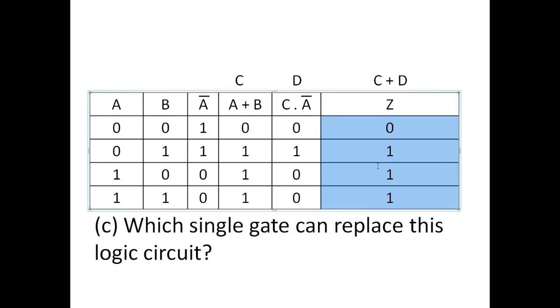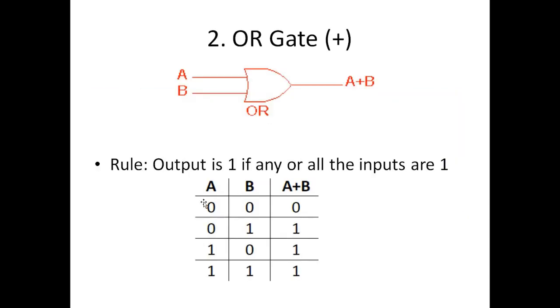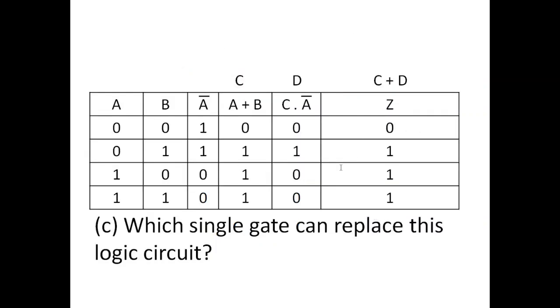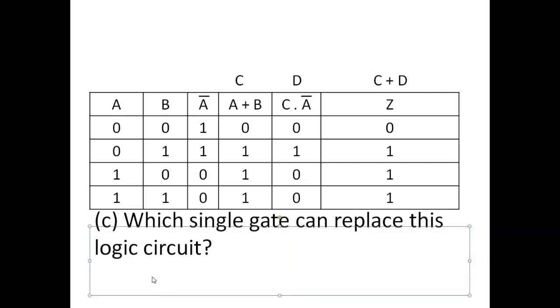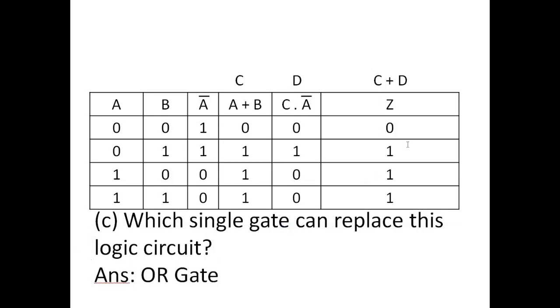Now this is the rule for the OR gate: the output is 1 if any or all of the inputs are 1. See, this output matches with this one. That means in the answer line, you can write OR gate because it satisfies the logic.